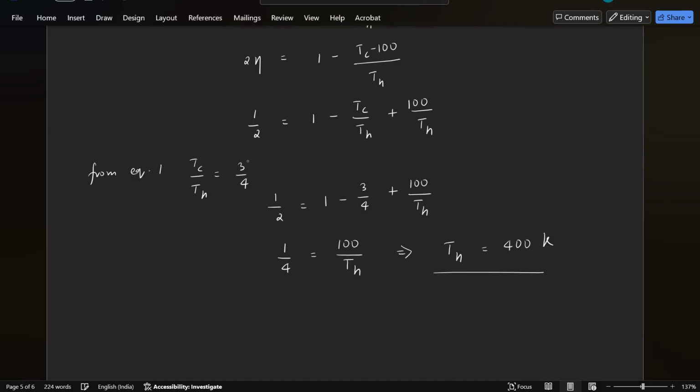All right, we got one part. Now substitute this in equation 1. So Tc by 400 equals 3 by 4, which implies Tc is equal to 400, oh sorry, 300 Kelvin.